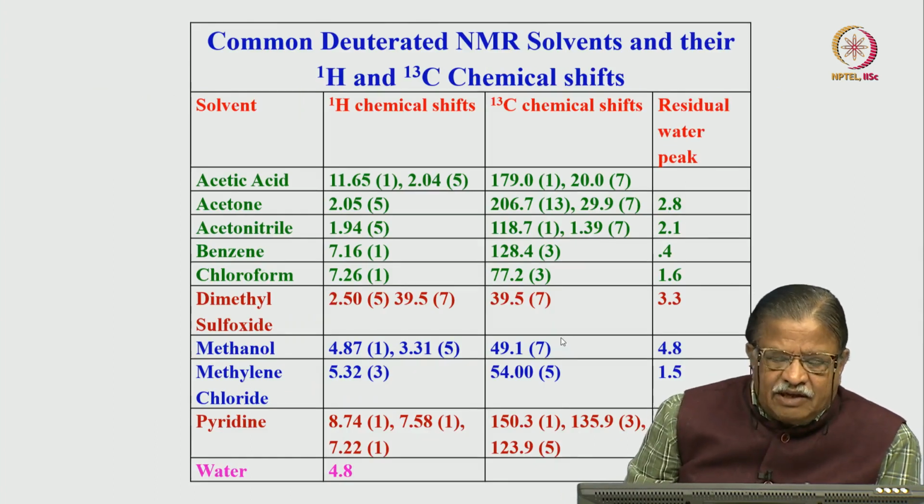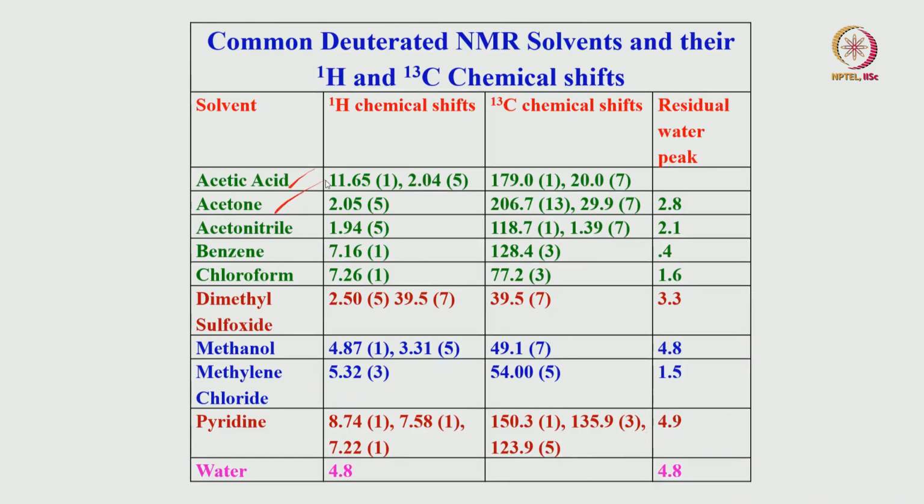So, common deuterated solvents normally used are acetic acid, acetone, acetonitrile, benzene. All these are commonly used solvents, and each of them has a certain resonating frequency for the solvent, because remember it is not 100% deuterated solvent. Even then, there is always a certain percentage of protonated solvent present. For example, acetic acid is not 100% deuterated, a little bit of protonated compound will be there.